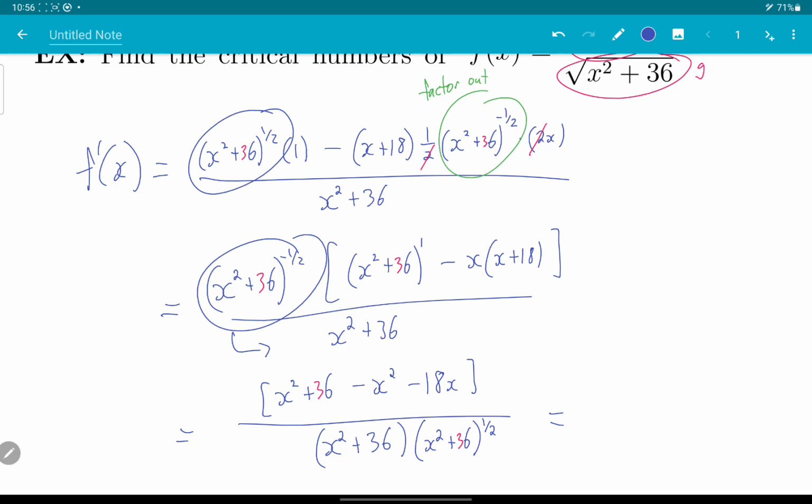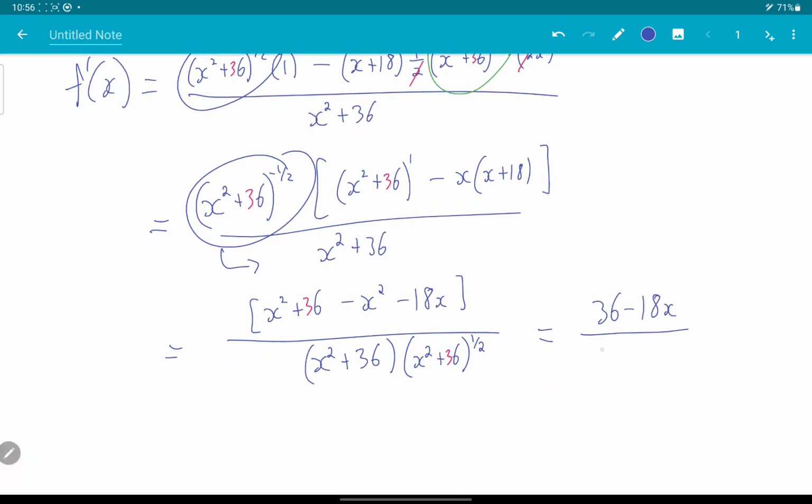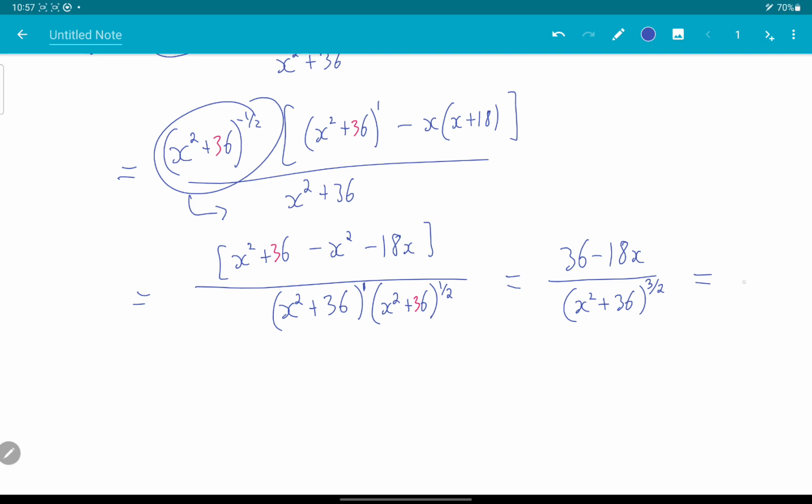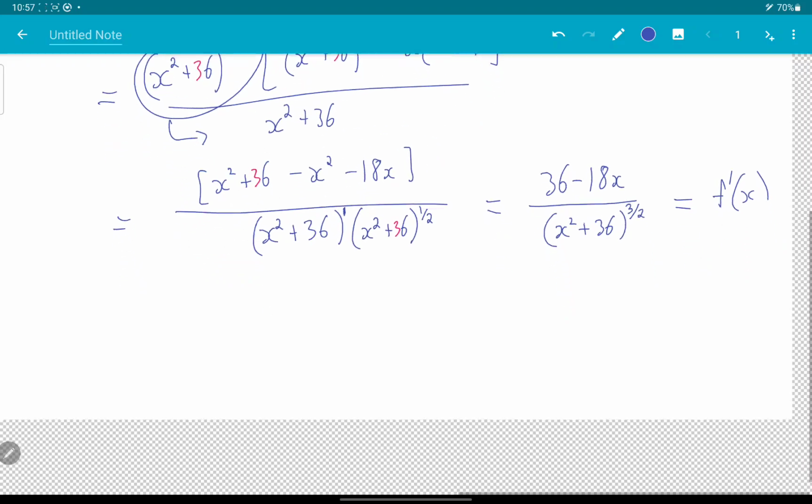x squared cancels with x squared. I get 36 minus 18x upstairs. And downstairs, I'm going to add my exponents. This right here is an exponent 1. So 1 plus a half is 3/2. And there we go. And there's my derivative in reasonably factored form. Suppose I could factor the top a bit more, but nobody's perfect, eh? Where was I?